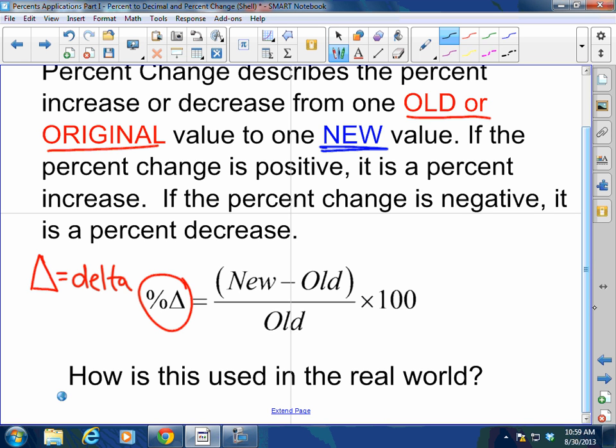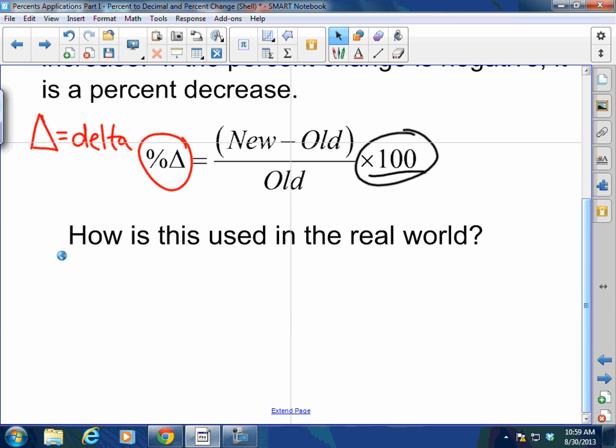Why am I multiplying it by 100? Because this is going to give me a decimal value. And in order to change a decimal value to a percent, I have to move 2 places to the right. And by multiplying by 100, I am moving the decimal 2 places to the right. Okay? Now, how does this work in real life? What is this all for? Well, why don't we take a look at it?